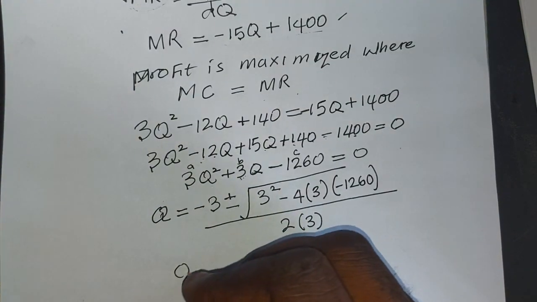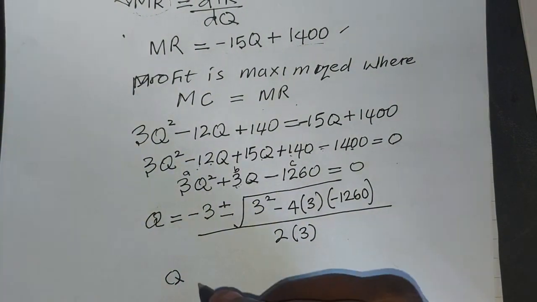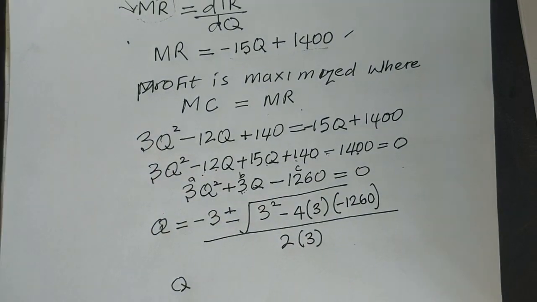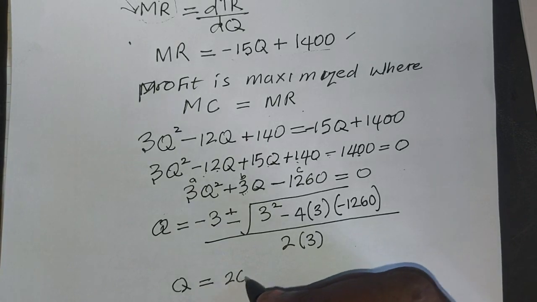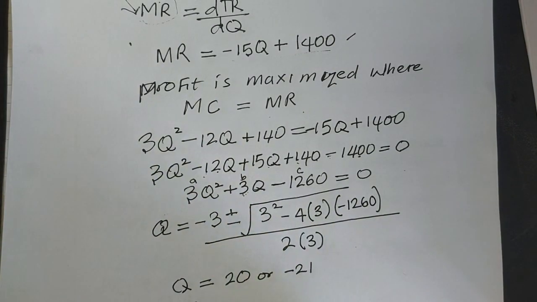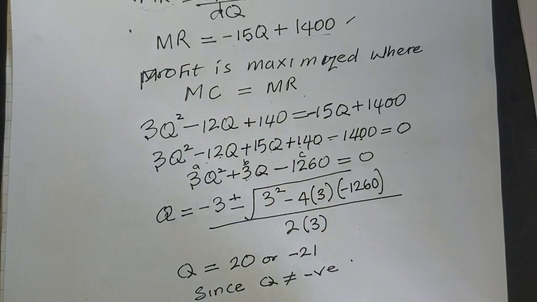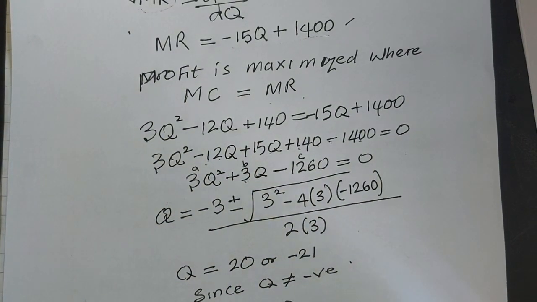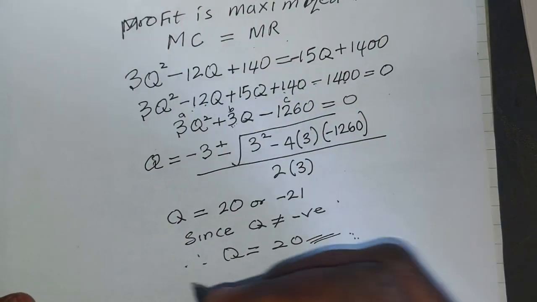At the end of the day, our q, you can solve this quadratically. Are you with me? Students should solve quadratically. You are going to have two answers here, which are q equals 20 or minus 21. Since q will not be equal to a negative number, therefore our q is 20. So this is the quantity where profit will be maximized.